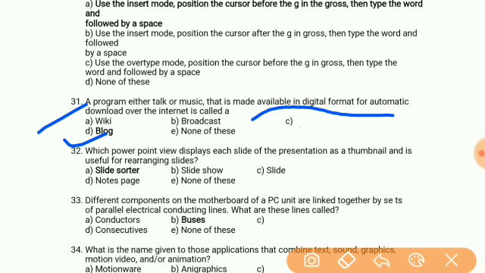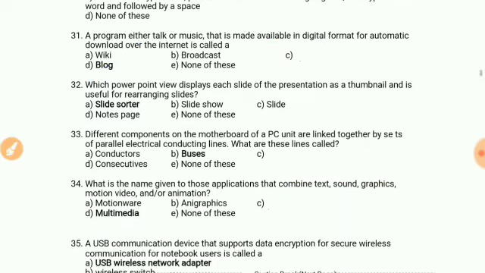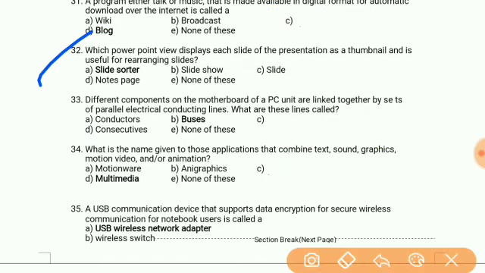Everything is made available in digital format on the internet, and that is done by a blog. Then which PowerPoint view displays each slide of the presentation as a thumbnail and is used for rearranging slides, that is slide sorter. It displays each slide of the presentation as a thumbnail and is useful for rearranging slides.